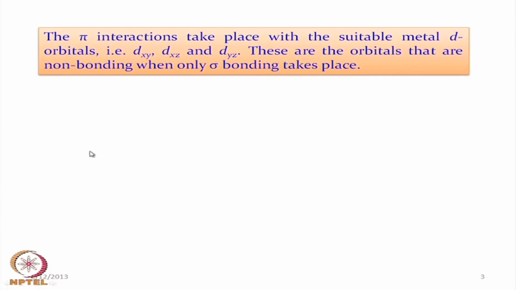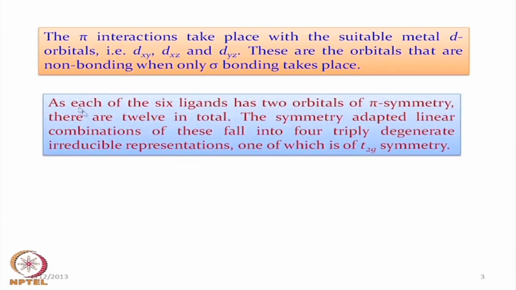When we come to pi bonding interactions, they are of different symmetry, perpendicular to the bonding axes. So, they will not remain non-bonding when we consider the interactions of pi type. Each of the 6 ligands therefore has 2 orbitals of pi symmetry, and there are 12 in total. The symmetry adapted linear combinations, that means the SALCs of these, fall into 4 triply degenerate irreducible representations, one of which is of T2g symmetry.